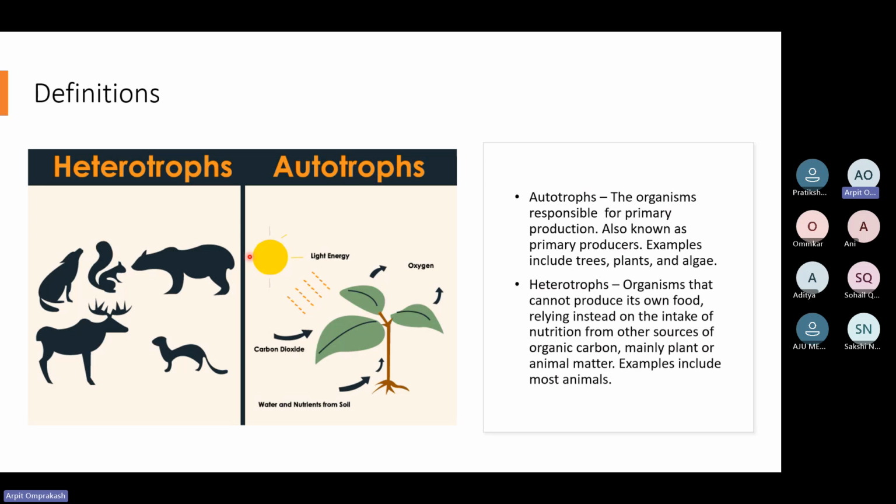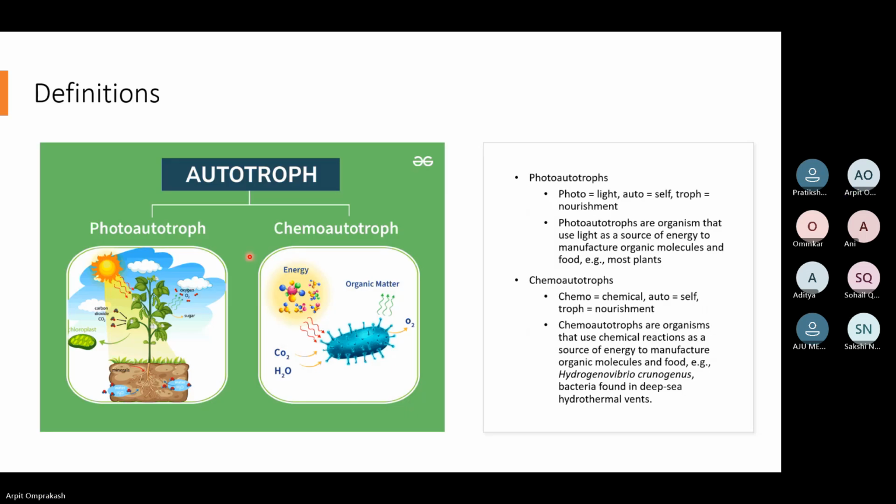Right. So autotrophs are organisms that are primary producers. They can create food out of light, for example plants, or also from chemicals. Heterotrophs are organisms that cannot produce their own food and hence rely on the intake of nutrition from other sources, mainly plant and animal matter. Autotrophs can be photoautotrophs, which use light as a source of energy to manufacture organic molecules, or chemoautotrophs, which use chemical reactions as a source of energy to manufacture organic molecules.